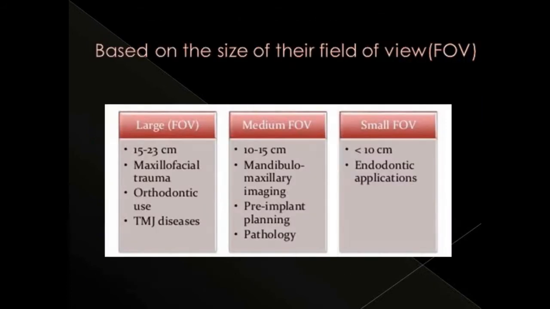Now, let us see the classification of CBCT based on the size of their field of view. So it's categorized into large, medium, and small field of view. So the large field of view, that is using a field of view of 15 to 23 centimeter, which is commonly used for maxillofacial trauma, the orthodontic use, and various TMJ diseases, whereas the medium field of view, that is 10 to 15 centimeter, which is used for mandibulomaxillary imaging, pre-implant planning, and to know the pathology. And then comes the small field of view, that is less than 10 centimeter, specifically used for endodontic applications.